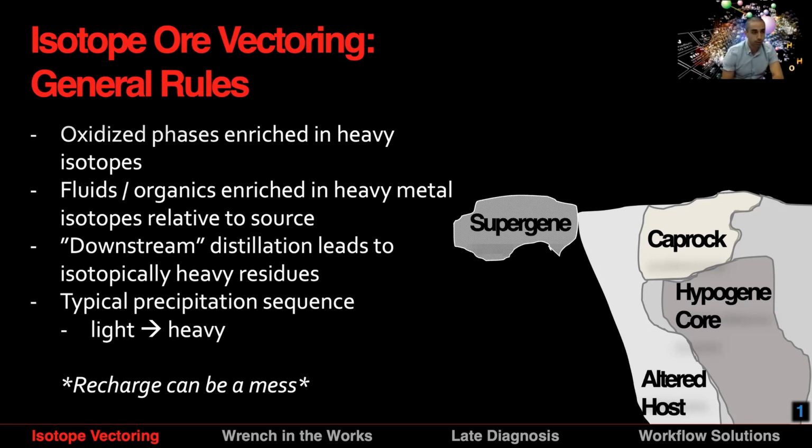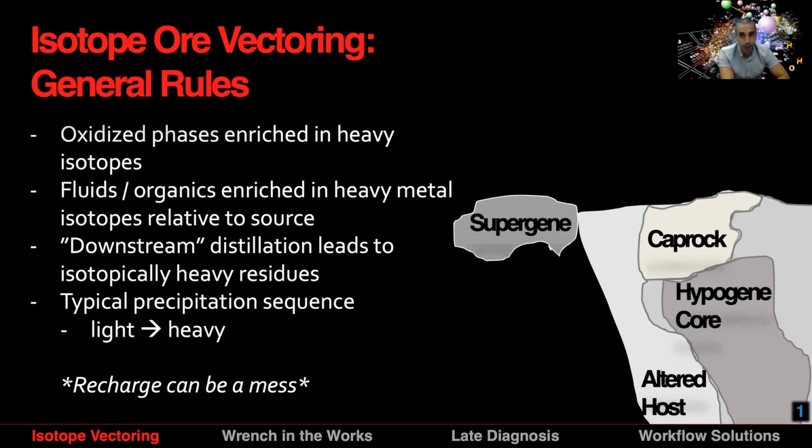Your light isotopes will tend to go through reaction pathways faster, and they will also travel faster, so they will be the first ones to go out. And what is left over to precipitate out in later stages will then, by mass balance, be isotopically heavier. That's not really all there is to it, but that's all I'll touch on at the moment. And then I just put a little asterisk there at the bottom.